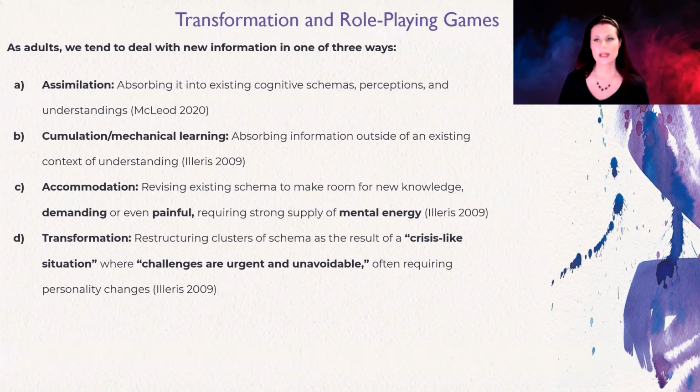And then finally, there's transformative learning. And that's when we restructure entire clusters of these schemas in our minds as the result of what Illeris calls a crisis-like situation. You may have heard of the term identity crisis. It could be an identity crisis or something similar. But it's this moment where challenges are urgent and unavoidable, and we just can't get away from the information. And this often requires a personality change. So we're talking really transformative, really intense shifts that occur.